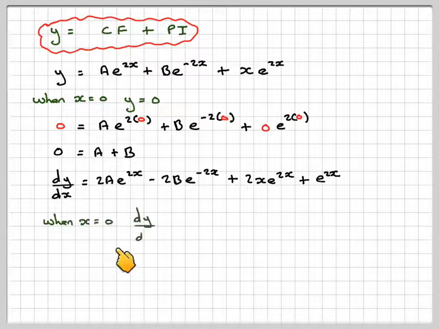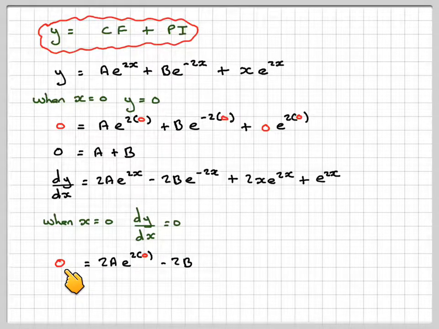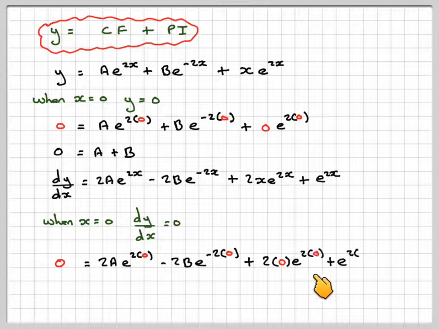So when x is 0, dy by dx is equal to 0. Rather than writing dy by dx, it's better to write in here 0 is equal to 2a e to the 2 times 0 plus 2 times b e to the minus 2 times 0 plus 2 times 0 e to the 2 times 0 plus e to the 2 times 0.